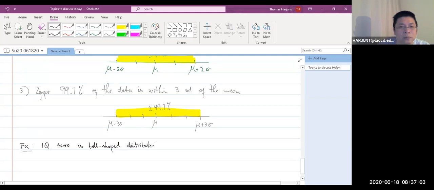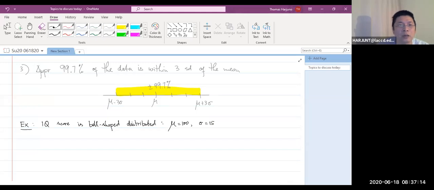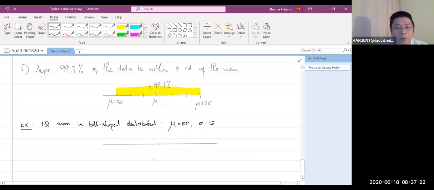With mean 100 and standard deviation 15. Now then, when we try to see one standard deviation away from the mean, the mean is 100. If I go one standard deviation to the right, I add 15, so that would be the mean plus one standard deviation. That's 100 plus 15, that's 115.